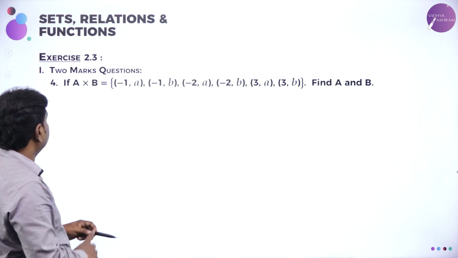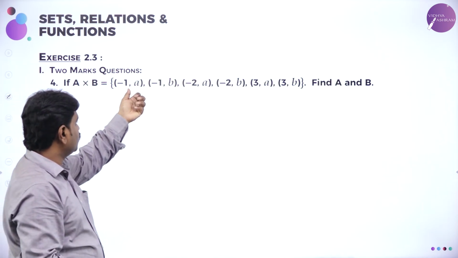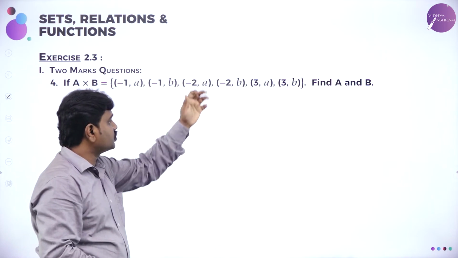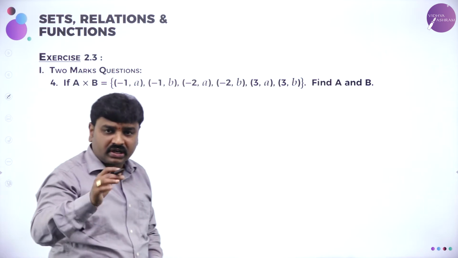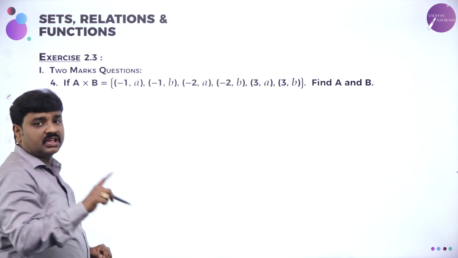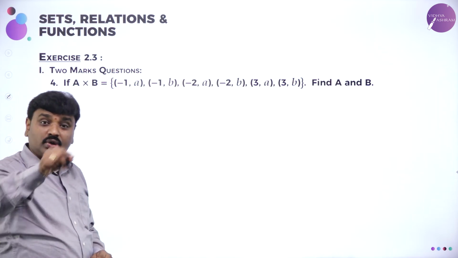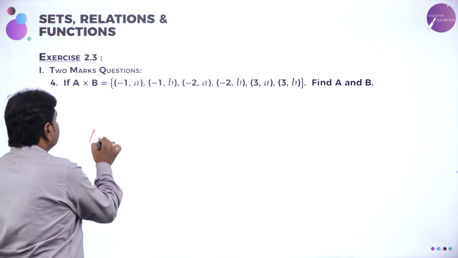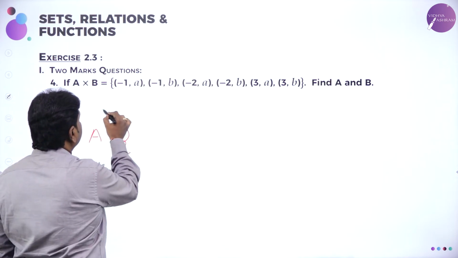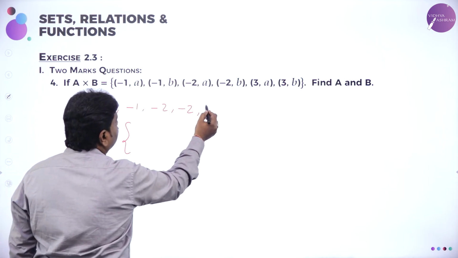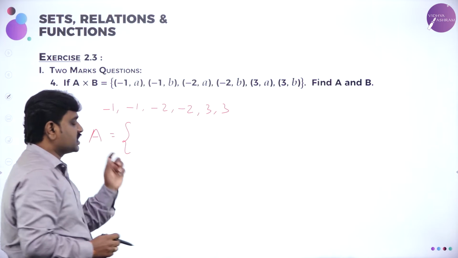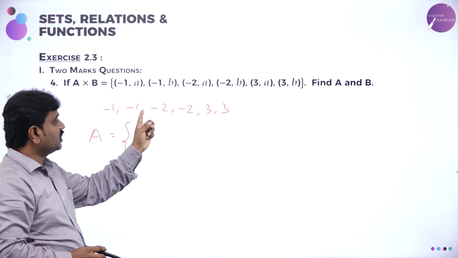Then A cross B they give as (-1, a), (-1, b), (-2, a), (-2, b), (3, a), (3, b). Find A and B. Reverse, they gave A cross B. They want you to find set A and set B. Set A means the set of all the first elements. What are the first elements? -1, again -1, again -2, again -2, 3, 3. So set A contains the elements -1, -2, 3.